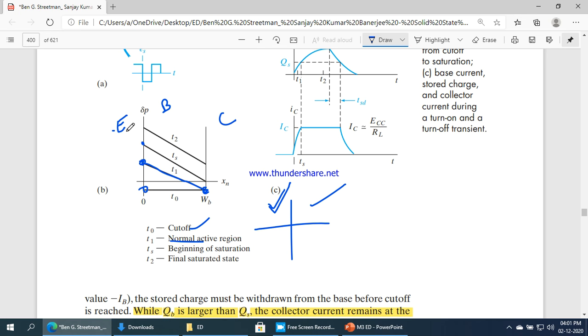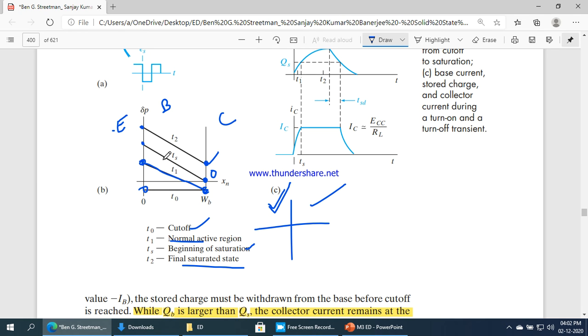When the emitter base junction is forward biased and the collector base junction potential is zero, that is the beginning of the saturation region. So how do we switch from the active region to the saturation region? First we need to make the collector base junction potential zero and then increase it. That region we call the beginning of the saturation region. After that we need to increase the collector base potential. When the emitter base junction is positive and the collector base junction is also positive, that is the final saturation state.